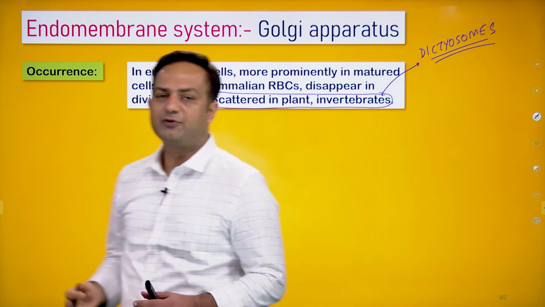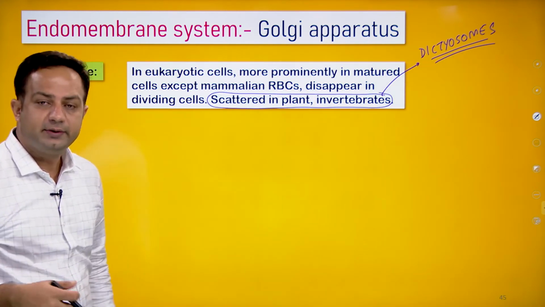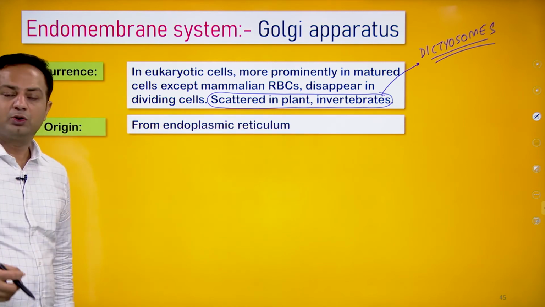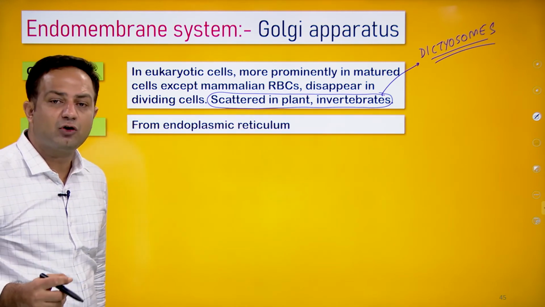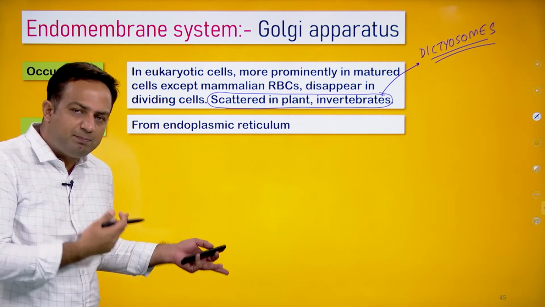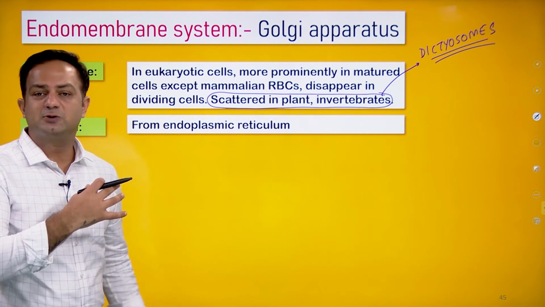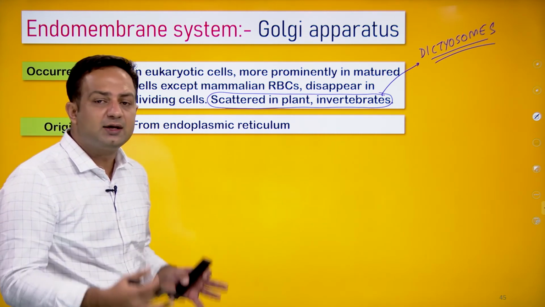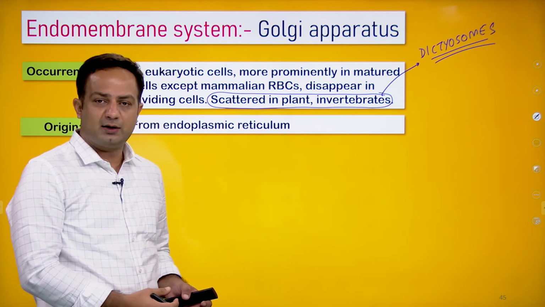Okay, these type of characters we can mention about them. Next, we have the other characters that include what? The origin. The Golgi apparatus originated from endoplasmic reticulum. This we have discussed earlier, means in the beginning itself. The vesicles from the endoplasmic reticulum, whether SER or RER, were getting aggregated to form Golgi apparatus.